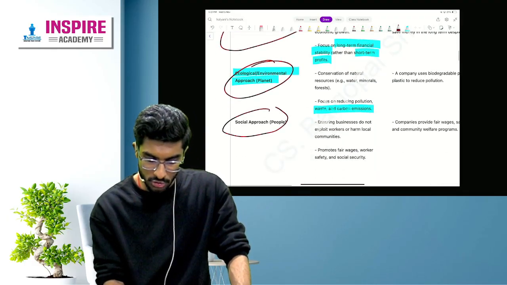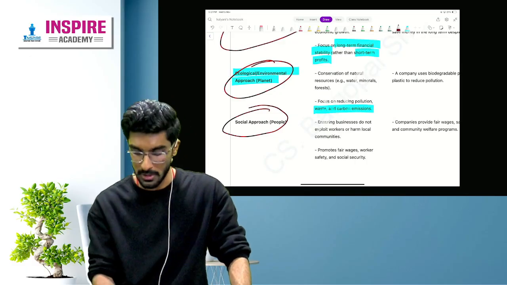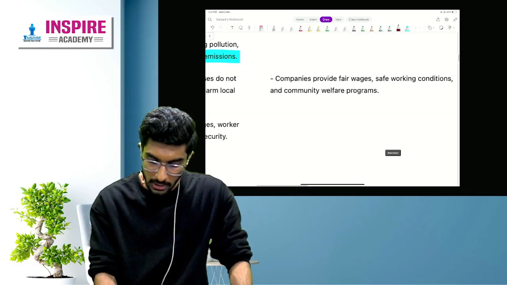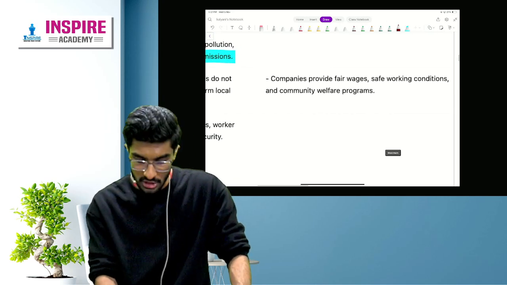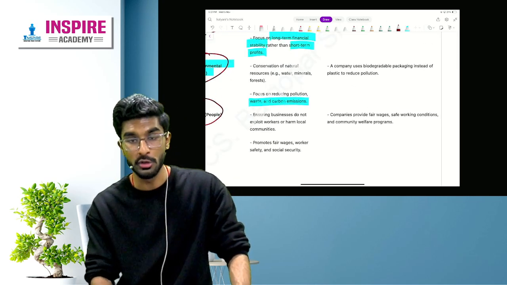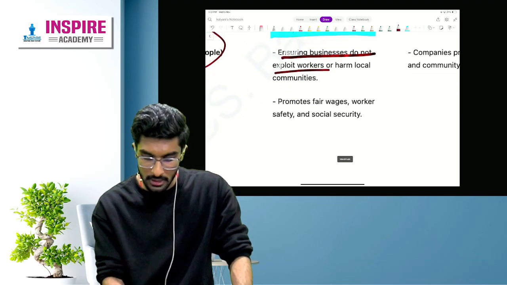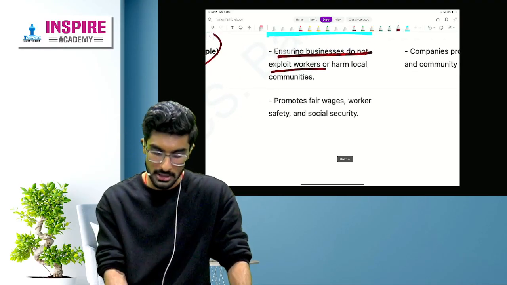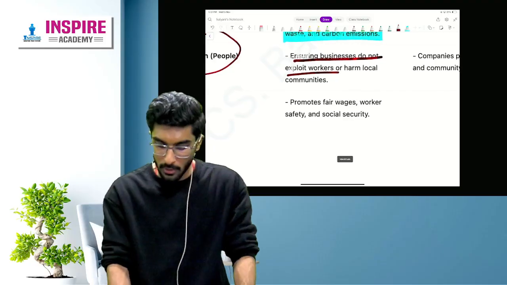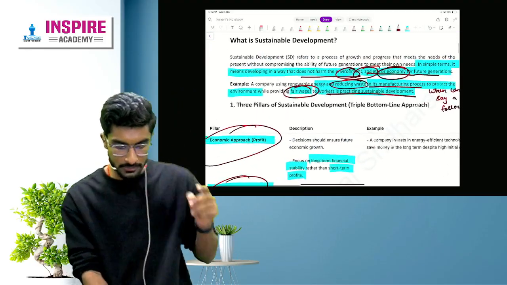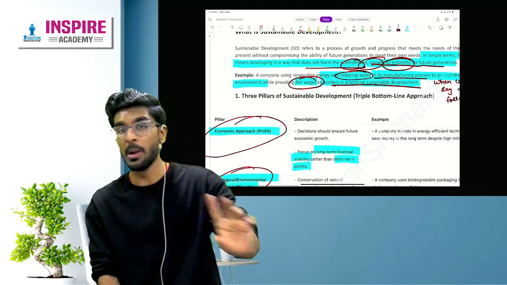And last is social approach, which means what? Now you are focusing on the people. You are paying fair wages to the workers. You are working for the community. You are providing safe working conditions, and everyone is growing because of you. Over here, ensuring businesses do not exploit workers or harm local communities, promote fair wages, worker safety and social security. So the three pillars of sustainable development are called the triple bottom approach.